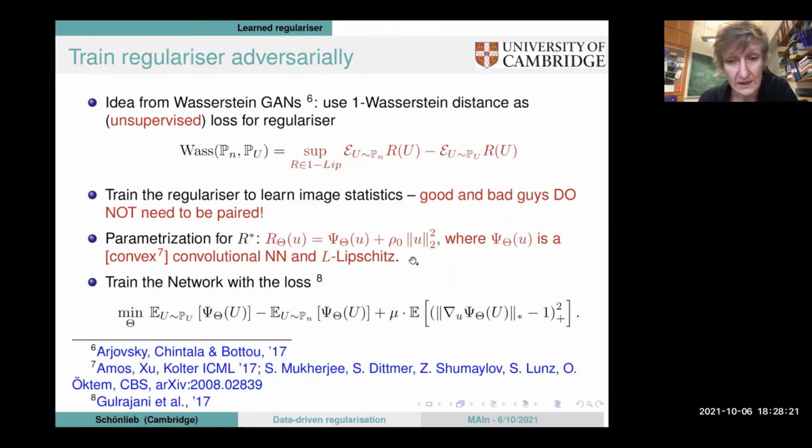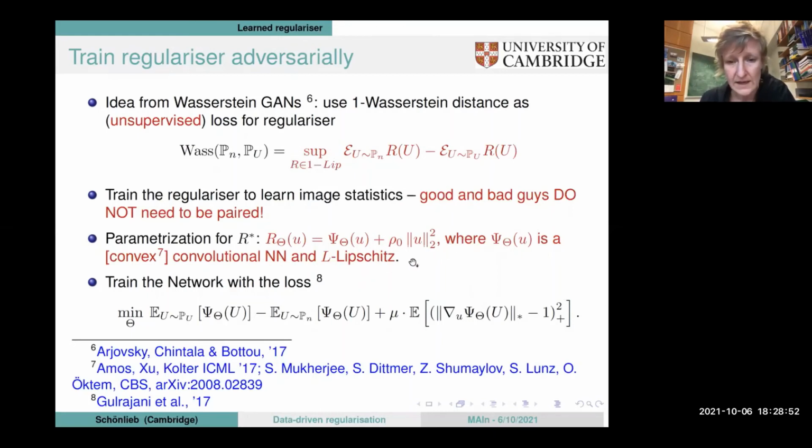Neural networks come in by how I parameterize this R, right? Because I'm not going to optimize here over all 1 Lipschitz functions, but now I'm making some approximations and narrowing this down somehow. One of them is that I parameterize my R, my set of possible solutions, through a convolutional neural network, okay?